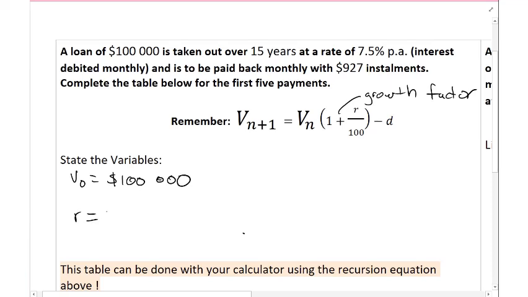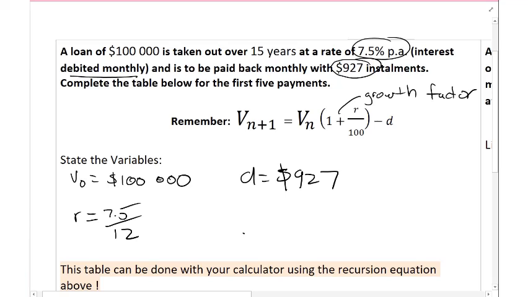My R, remember, is 7.5 divided by 12. So the 7.5 is here, the 12 comes from it being debited monthly. Okay, and I'm paying it back monthly with 927 per installment. So D equals 927. Okay, so that equals 0.625. And what they're asking for is complete the table below for the first 5 repayments.